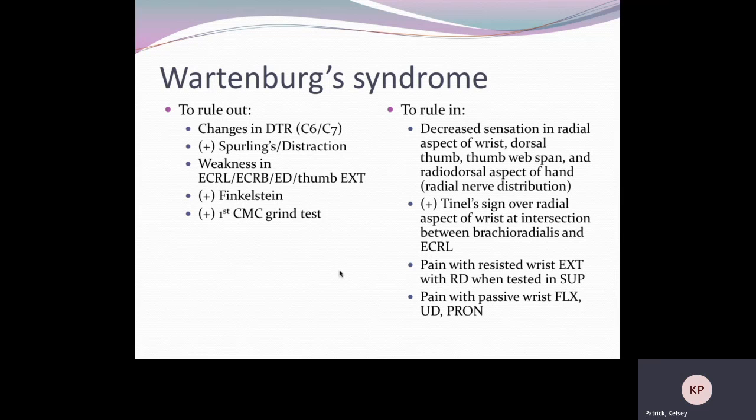To rule out Wartenberg syndrome, the first two bullets will be more indicative of cervical spine referral. Weakness in ECRL, ECRB, extensor digitorum, or thumb extension would be more indicative of posterior interosseous nerve syndrome. A positive Finkelstein would be more indicative of de Quervain's tenosynovitis. And a positive first CMC grind test is more indicative of first CMC arthritis.